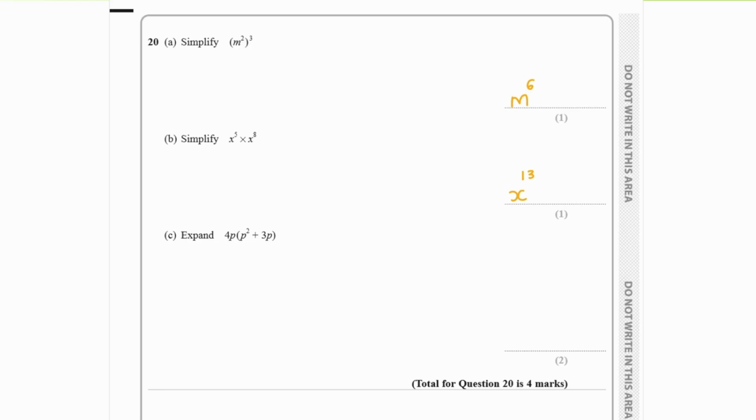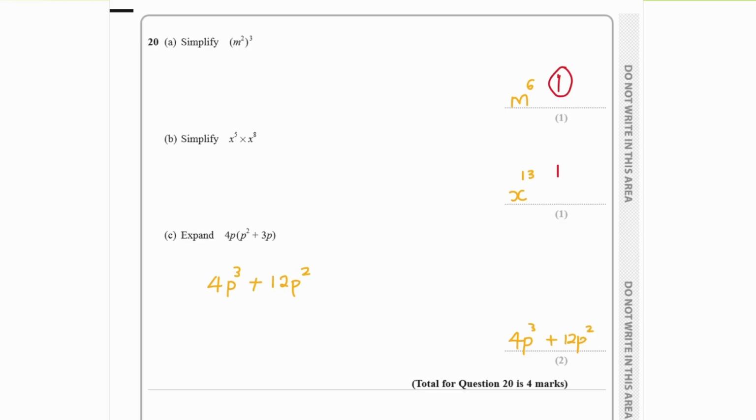Part C says expand 4p brackets p squared plus 3p. So first, if we do 4p times p squared, that gives 4p cubed. And if we multiply 4 and 3, that gives 12. And p multiplied by p gives p squared. Therefore, the answer is 4p cubed plus 12p squared.